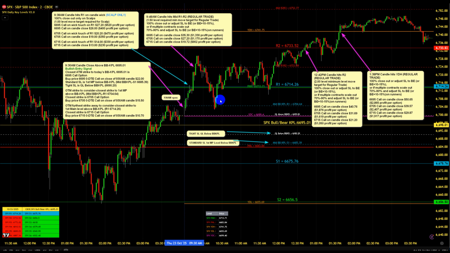Okay, so as you can see here, after going back up, it then tests both the R1 and the PMH since they're so close to each other again, and then it does it again here, and then again here, and then finally it starts making its treads up to R2. And finally at 12:42 it does hit R2, so that on a regular trade is a two-level move. So it's a two-level move that's calculated from where we originally took the trade: one level, 1.5 level, now two levels.